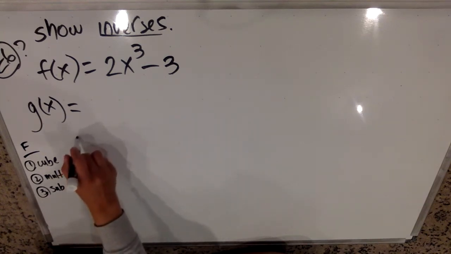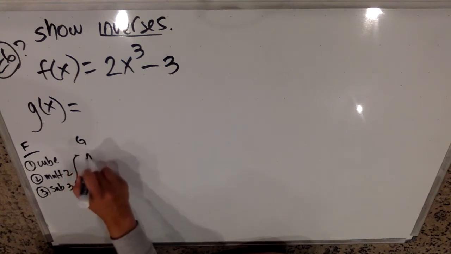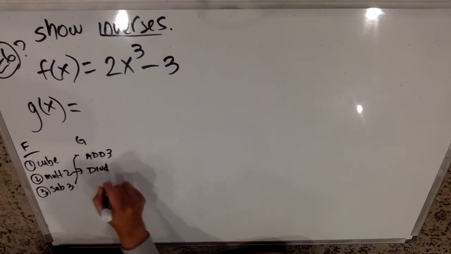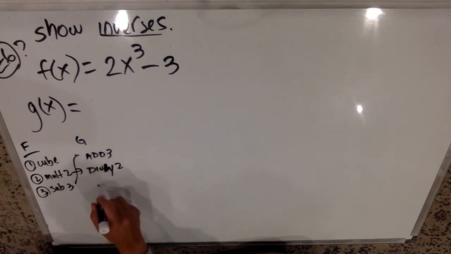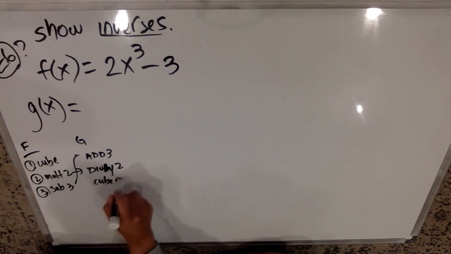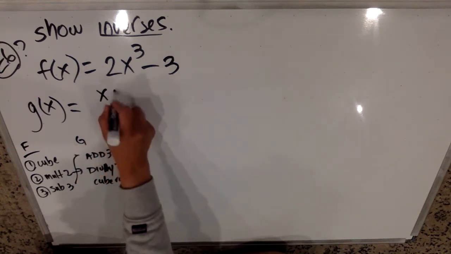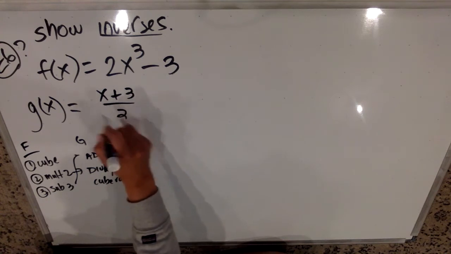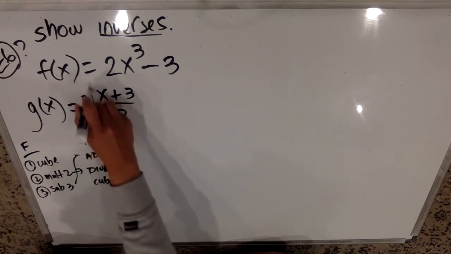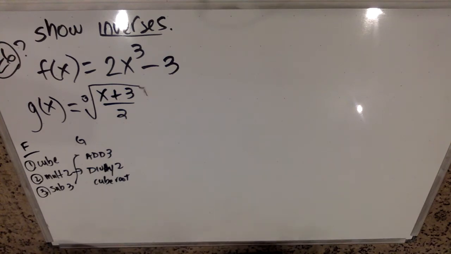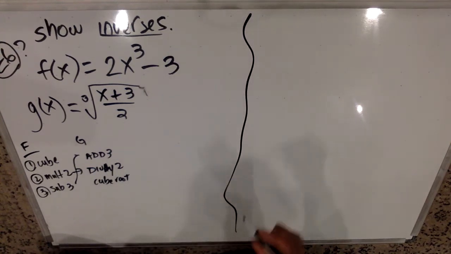So that means that what g must be doing is adding 3, dividing by 2, and then cube root. Right? Because I have to go in the opposite order to get rid of things. So basically, this is going to be x plus 3 all over 2 inside a cube root. So when I ask you to check by composition of functions if two things are inverses, that's the idea.